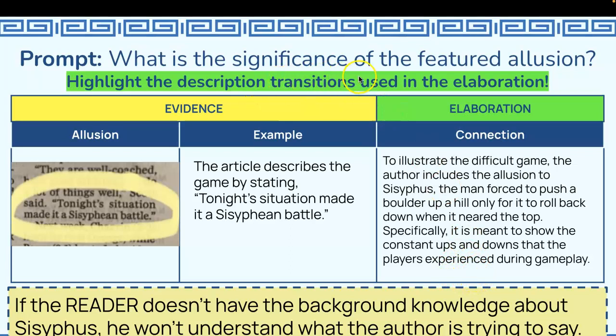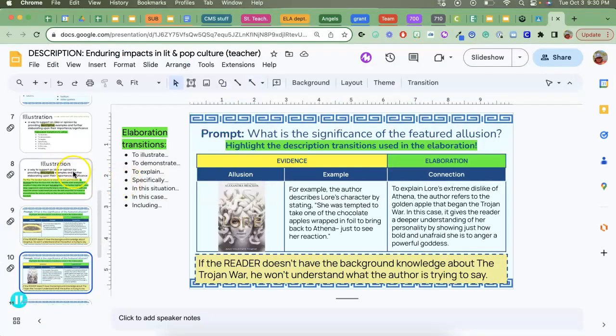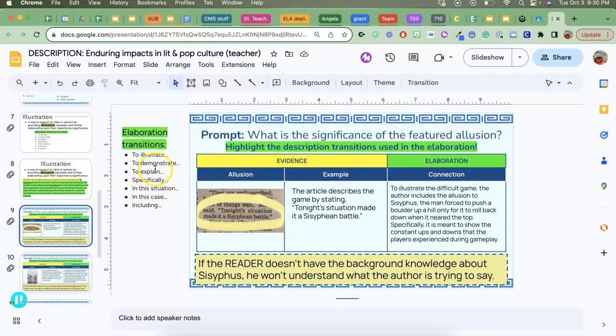So right now I want you to highlight in here which transitions the author uses to show a description. Instead of saying this shows or this evidence supports, there are some transitions to use. So go ahead and highlight those transitions. Now remember, off in the left here, you've got your list of transitions: to illustrate, to demonstrate, to explain, specifically, in this situation, in this case, and including.